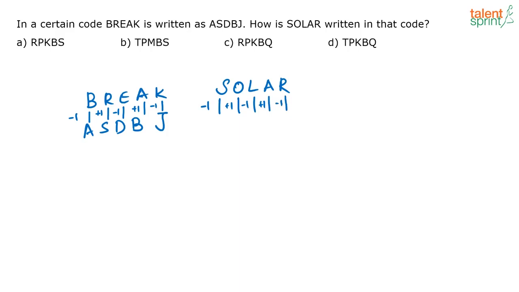Sometimes questions are easy but we overlook and mark the wrong answer. Don't do that in the examination. So here you have S minus 1 is R. After O you have P. Then L minus 1 is K. And after A you have B. R minus 1 is Q. So the correct answer here is option C, R, P, K, B, Q.